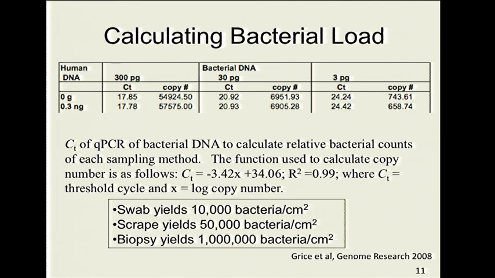So for the skin, which, as Dr. Baxavanis mentioned, is my lab's area of focus, we were wondering how much bacteria we were getting by the different methods. With this, we were able to calculate that when you swab someone's skin with a Q-tip, you can release 10,000 bacteria per square centimeter, whereas if you scrape the skin, removing the white things that form the dust bunnies in some people's bedrooms, that would yield 50,000 bacteria. But if you use a biopsy, you'll generate 1 million bacteria per square centimeter.